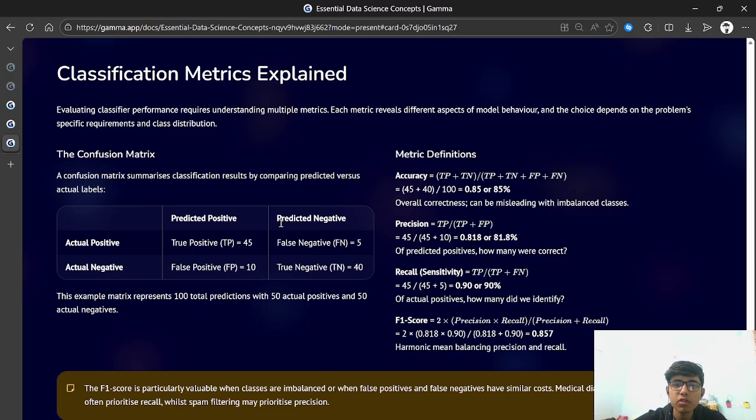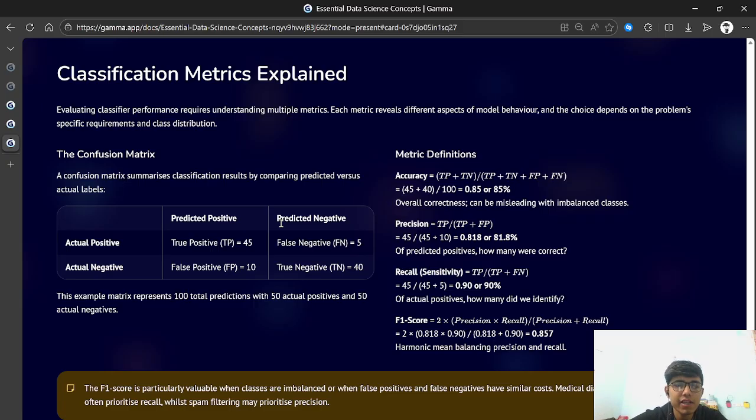Recall measures the proportion of actual positives that the model successfully identifies. So recall is basically the true positive divided by the summation of true positive and false negative. Here our false negative is 5, and true positive, as we have seen, is 45. So this gives us 90%. Of the actual positives, how many did we identify? This is the measure of recall. This is also called sensitivity.